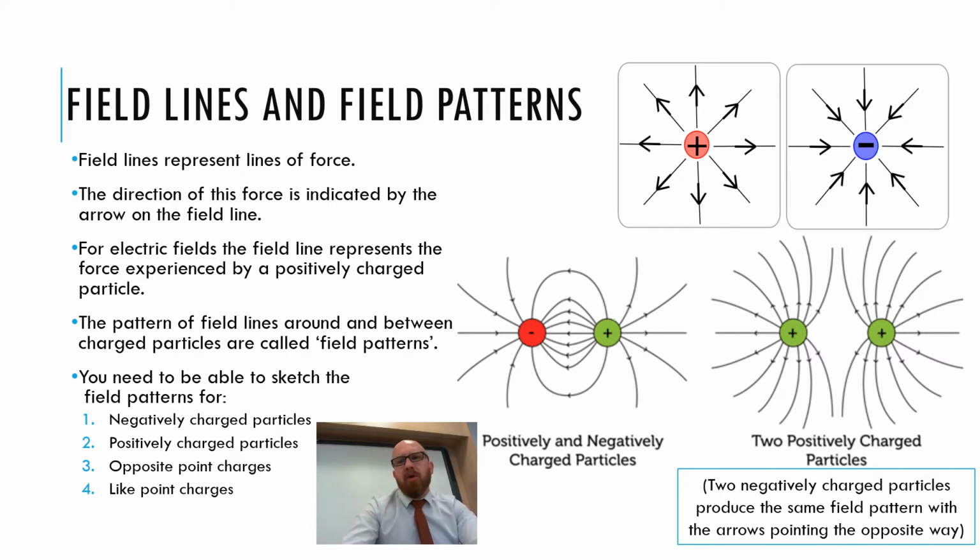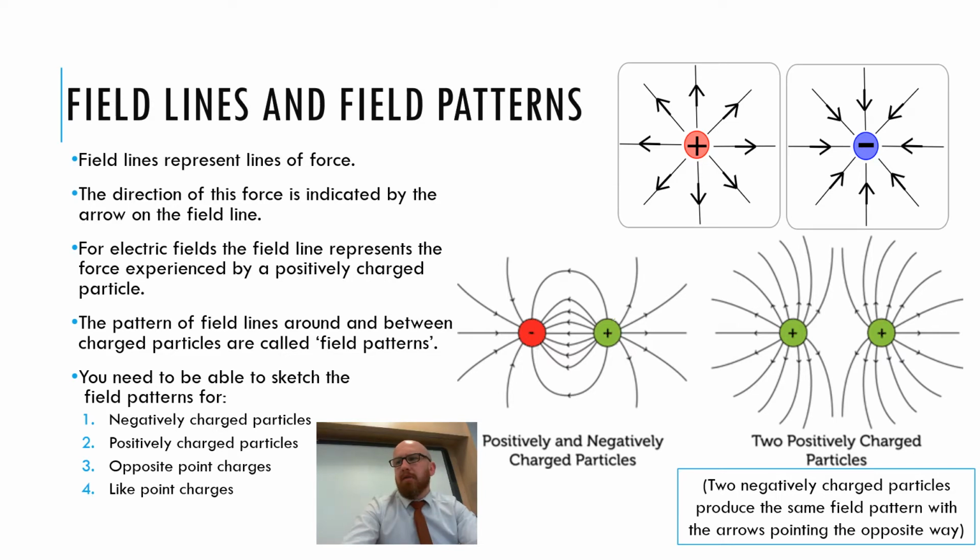You need to be familiar with the 2 at the top, which is one for a positive charge particle and the negative charge particle. You also need to be familiar with when they're opposites, so that one below it on the left, you've got a negative red one there and a positive green one. What's happening between them? You'll notice the lines are flowing between them, the arrow's going from positive to negative.